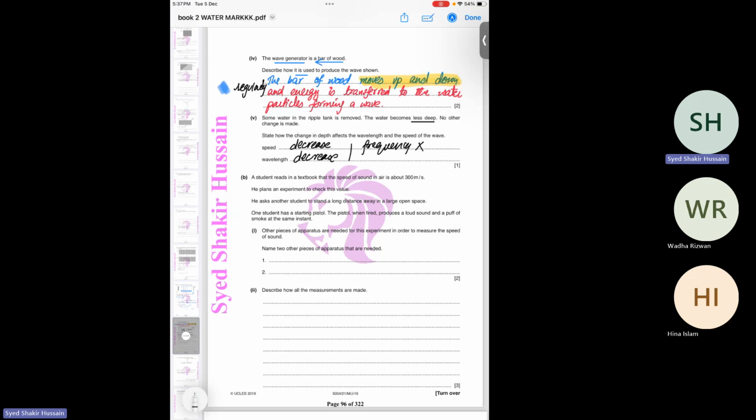Let it be diffraction, refraction, reflection, frequency can never ever be changed. The reason behind that is that frequency is determined by what? Frequency is determined by the source, right?